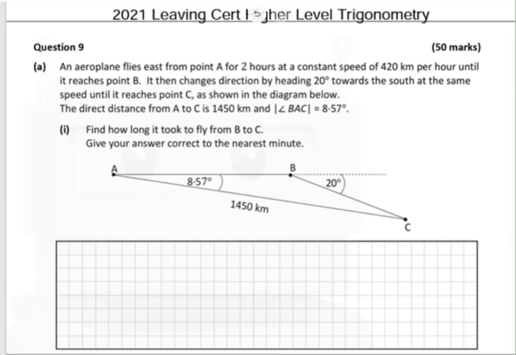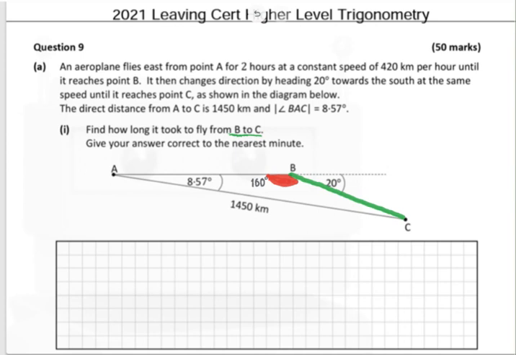The first question is find the length of BC. So let's examine the geometry. Down here we have an angle 20, therefore we can get the internal angle here by getting the 180 minus 20, which will give us 160 degrees.